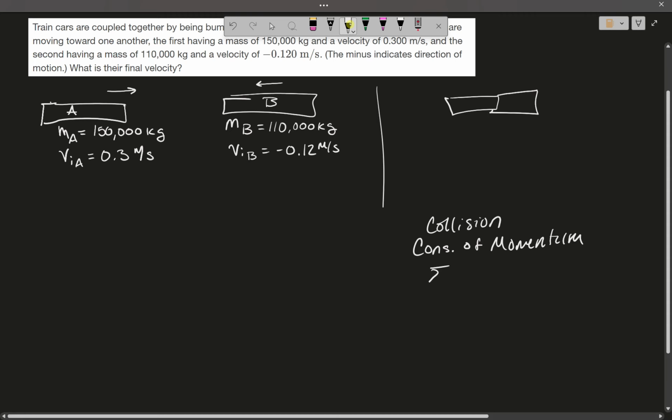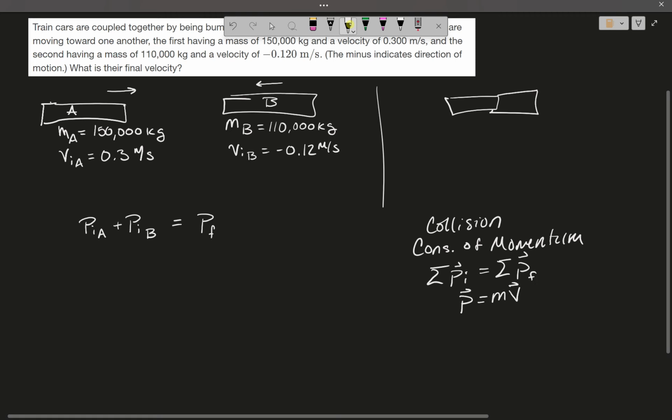So the conservation of momentum tells us that the total initial momentum has to be equal to the total final momentum of the system, and we can use that momentum is equal to mass times velocity to solve this. So for the initial condition, I have the initial momentum of train car A plus the initial momentum of train car B, and this is going to result in a final combined momentum. It's one combined momentum in the final condition because they are coupled together.